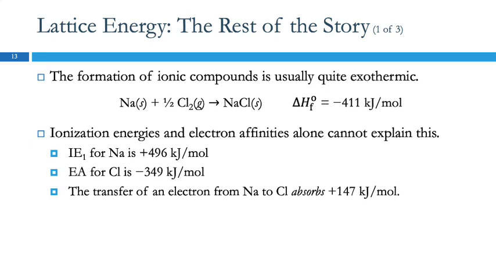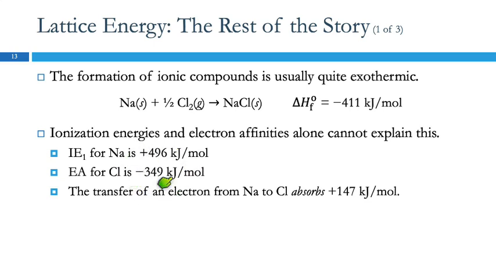So if we look at the formation of ionic compounds, the formation is usually quite exothermic. You make 1 mole of sodium chloride from sodium and chlorine, and it releases 411 kilojoules of energy. So where's this energy coming from? Well, what's happening here is the sodium is losing an electron, right? So that's an ionization energy. So the first ionization energy for sodium is 496 kilojoules per mole. We have to pay that to the sodium to get the electron off. And then we look at the electron affinity for chlorine. When chlorine gets the electron, it will pay us 349 kilojoules.